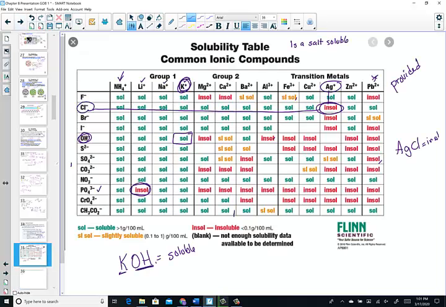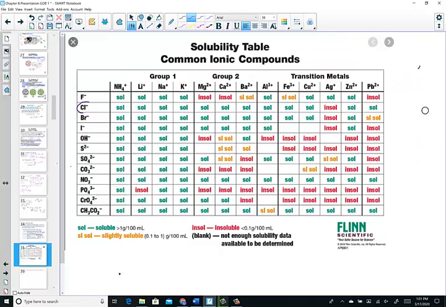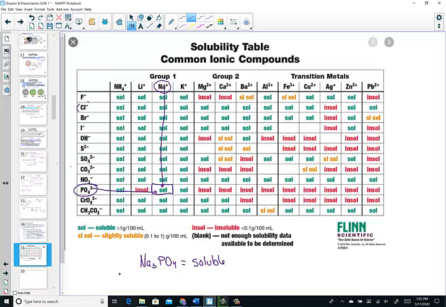Okay, welcome back. Let me clear this off and we'll start fresh. The first one we had said to practice with was sodium phosphate, Na3PO4. First name sodium, last name phosphate. When I hook those together, sodium phosphate, this is the box I land in, and clearly I can see that yes, this is water soluble.